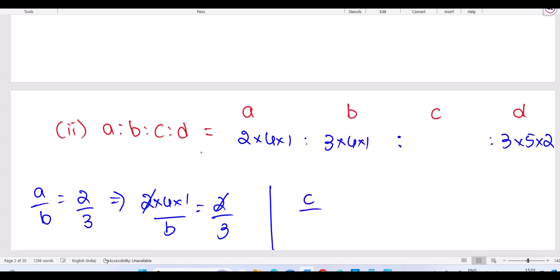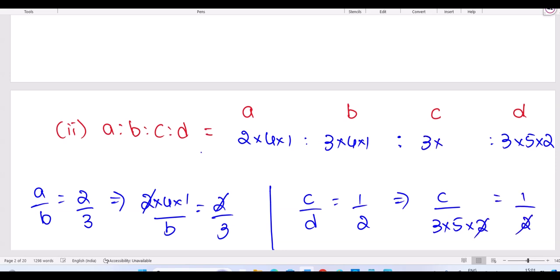Similarly, C by D is nothing but 1 by 2. You know D here, you want C. C is nothing but 3 into 5 into 1. We know in the question A by B is 2 by 3, and C by D is 1 by 2. I am taking D as last column multiplication and A as first column multiplication. With A I can find B, with D I can find C.